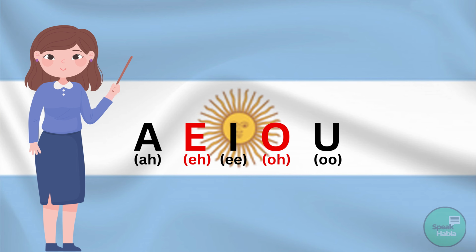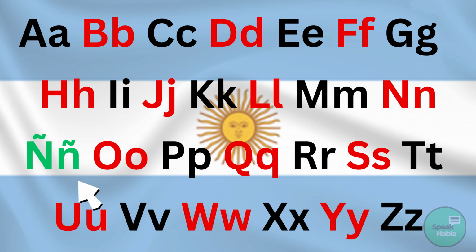Excellent. Now we'll move on to the Spanish alphabet. First things first, the Spanish alphabet consists of 27 letters, one more than the English alphabet. The extra letter is called the ñ, illustrated in green with the arrow pointing to it. Let's take a look at the Spanish alphabet as a whole.